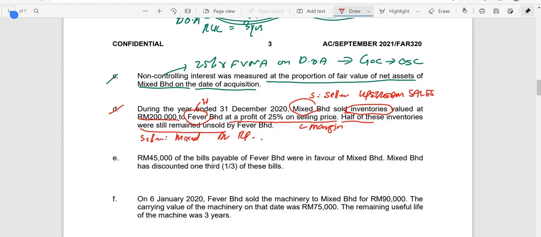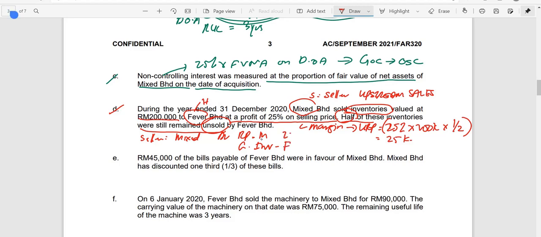The unsold inventory was half. So the unrealized profit, the URP, would be 25% of 200,000, the goods sold, multiplied by half, which is the goods that were unsold. If you do this, you will get 25,000. That will be removed from the retained profit of Mix. We debit to remove that profit, and you credit the inventory of the buyer, Fever.